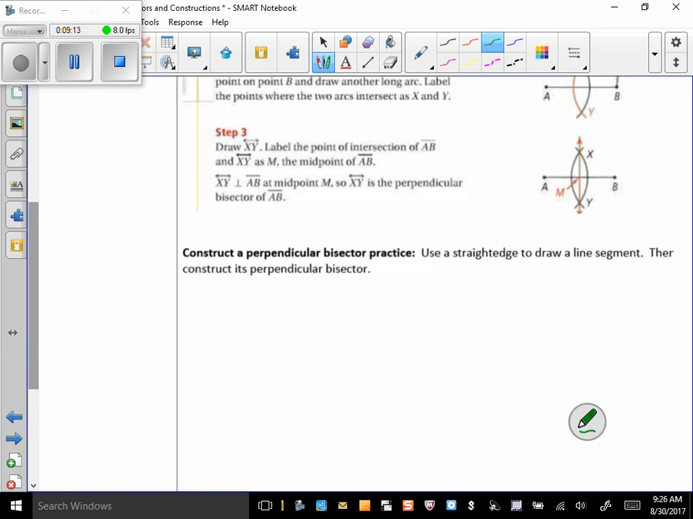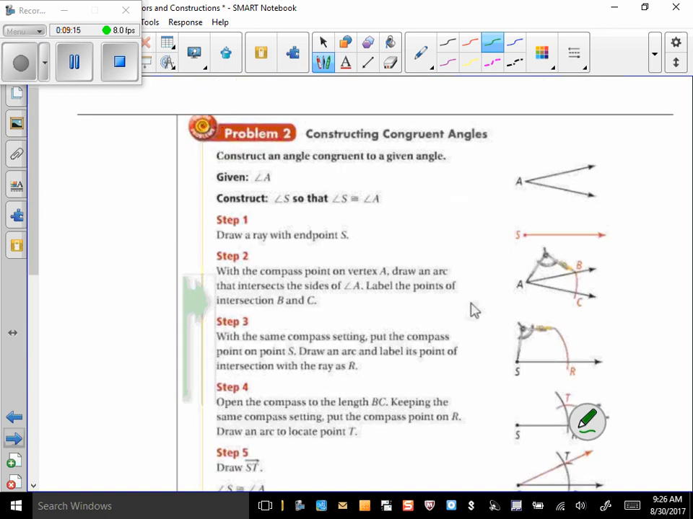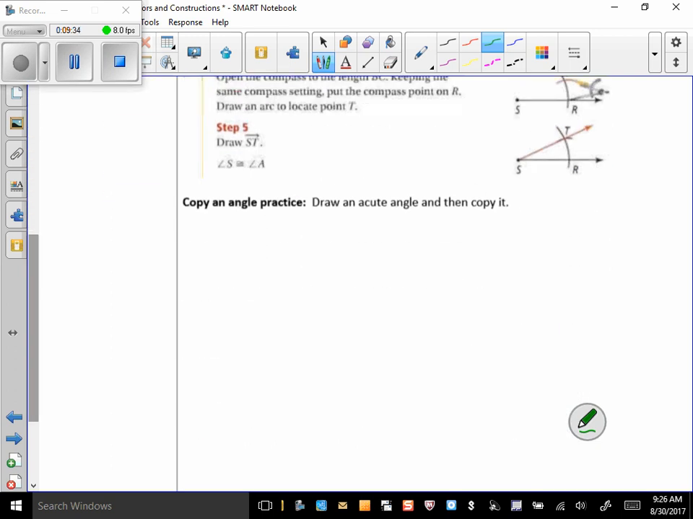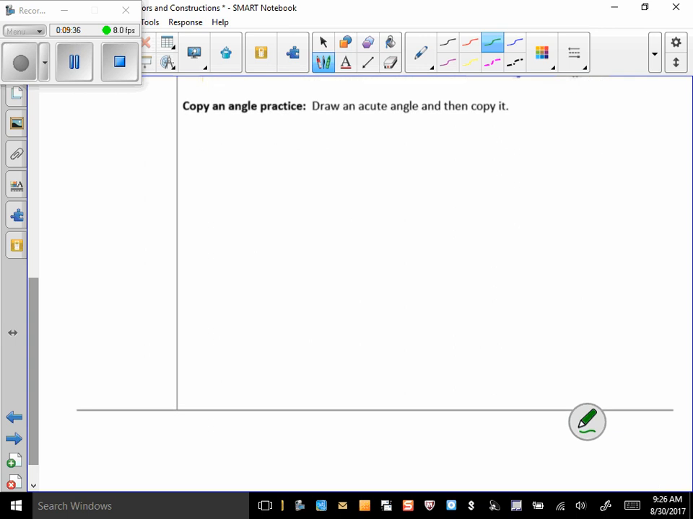Okay, what do we have after that one? All right, we have congruent angles. So I would either tell you to construct a congruent angle or to copy an angle. Those are the same two things that you're going to be doing. All right, so follow the instructions that I have copied for you over here, see what's going on, and then once again I got you a space there to practice that one.